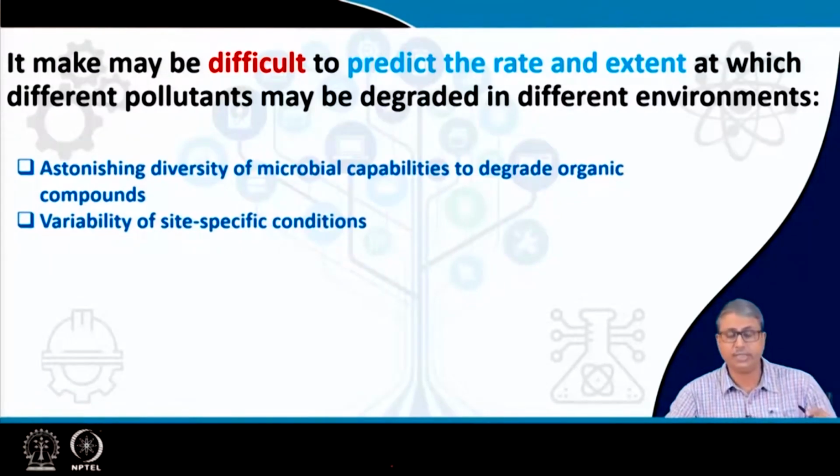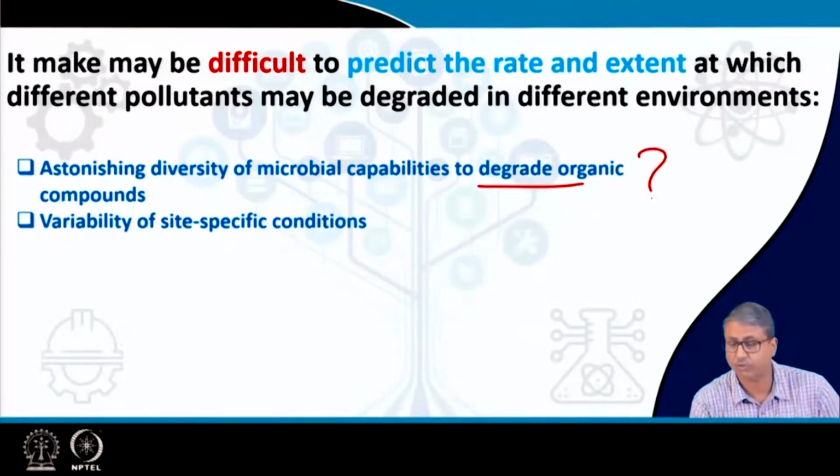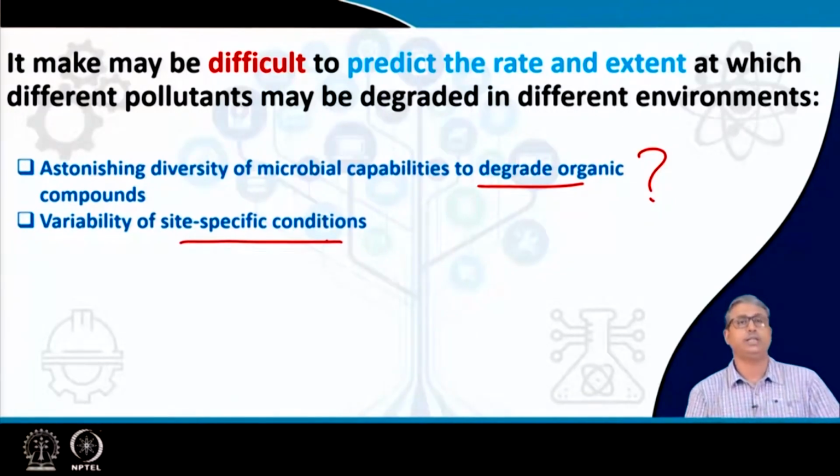Suppose there is a spill or a kind of accidental release of some organic pollutant. It is not always so easy to actually predict how and when these contaminant molecules will be totally degraded in that particular environment. Why so? Because possibly the diversity of the organisms existing in that particular site is not known. So, often we do not know them, and also the site specific conditions. Somebody can argue that, suppose there is a marine spill somewhere in the Arabian Sea or somewhere in the Bay of Bengal.